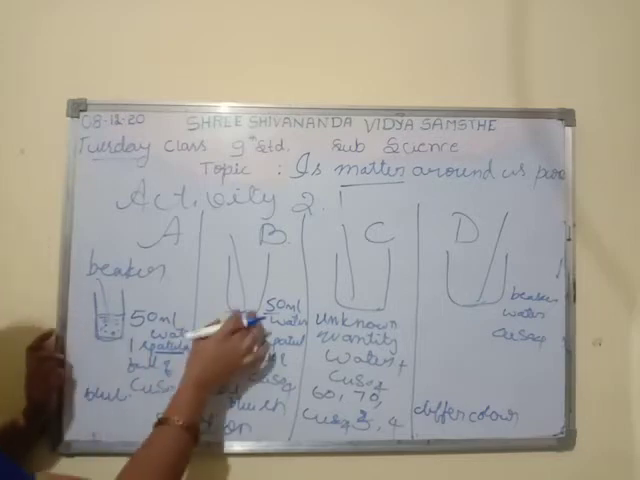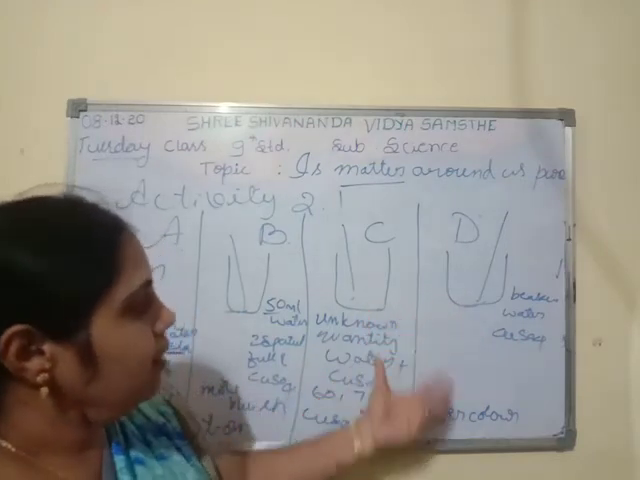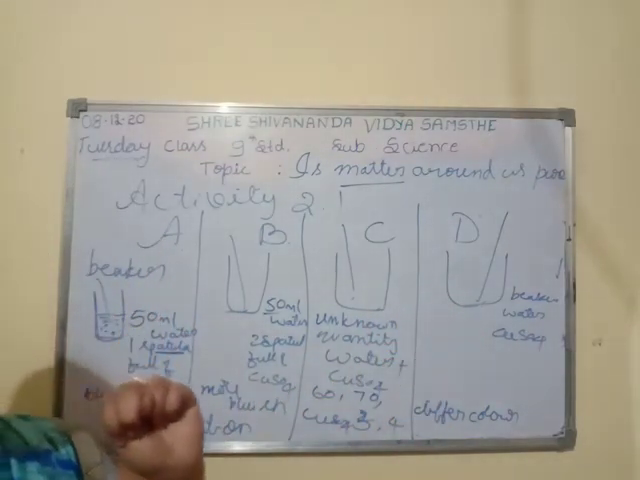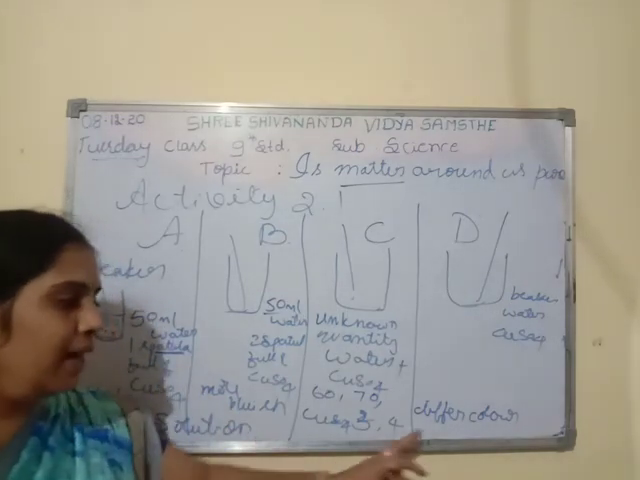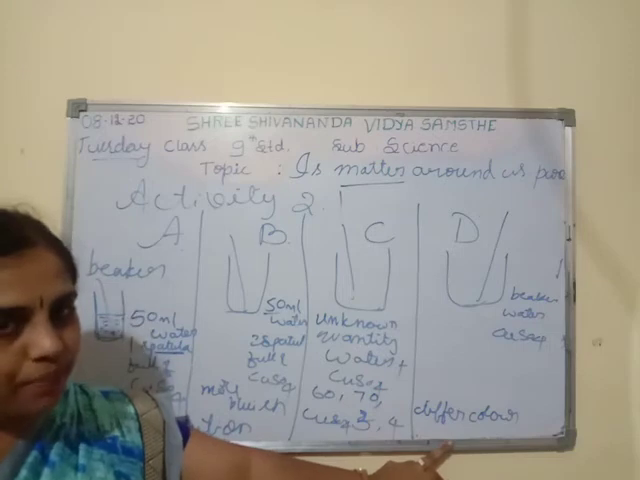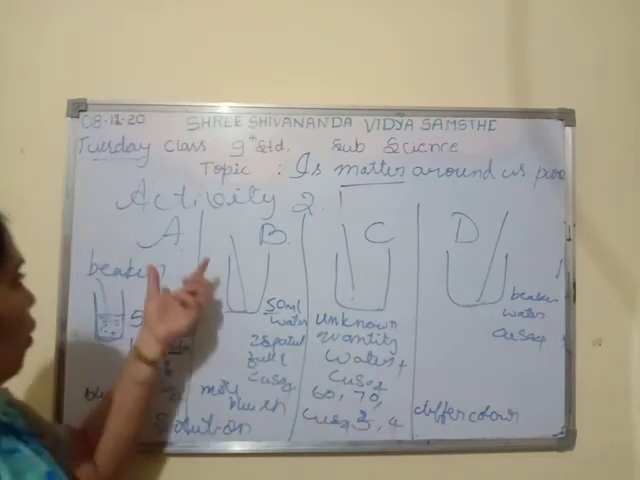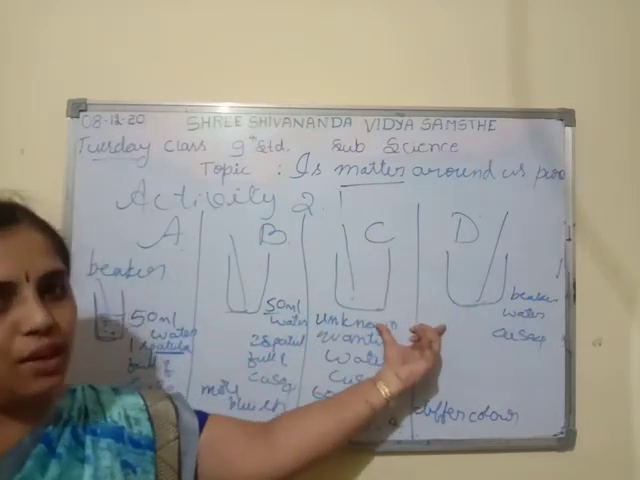These two are known as what? Solution. And these two are also known as the solution. Why? Because there are two types of solutions. They are homogeneous solution and heterogeneous solution. Okay, homogeneous and heterogeneous. So AB is homogeneous, CD is heterogeneous solution.